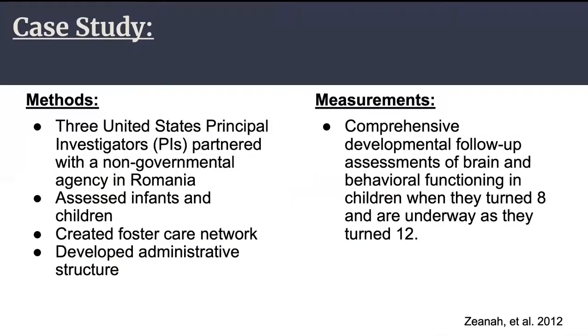So this was their methods. They used 3 United States principal investigators, and they partnered with a non-governmental agency in Romania, where the study took place. They assessed the infants and children, created a network for the foster care system, and they developed an administrative structure to provide organization. The measurements include comprehensive developmental follow-up assessments of the brain and behavioral functioning in children once they turned 8, and they followed them until they turned 12.